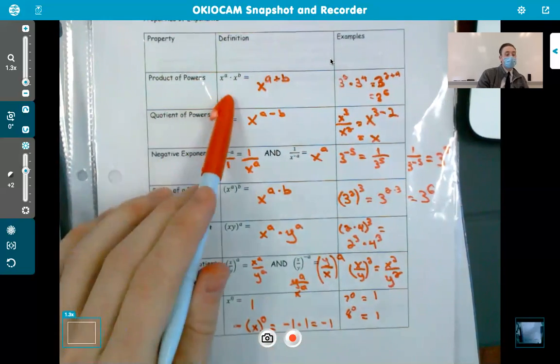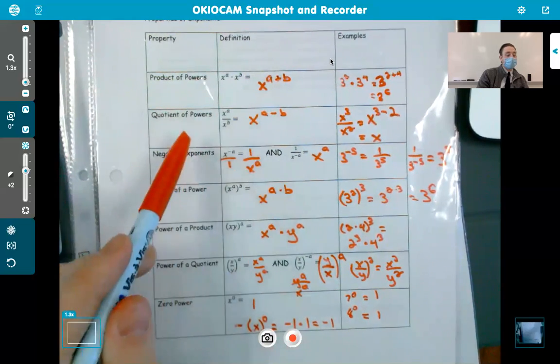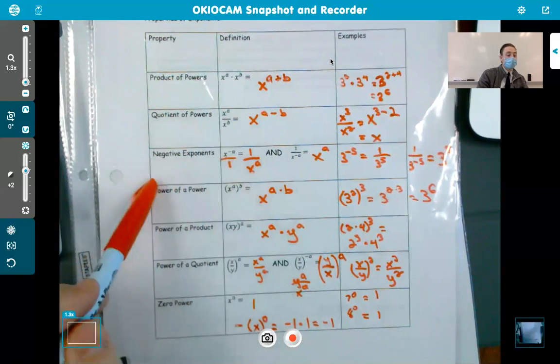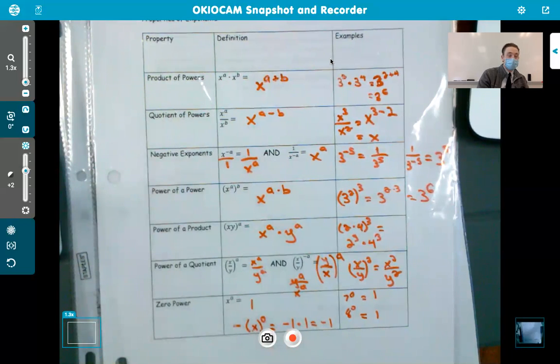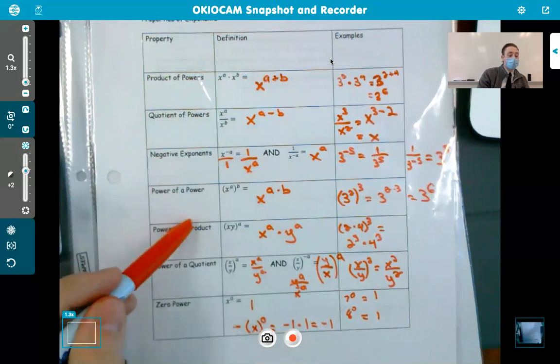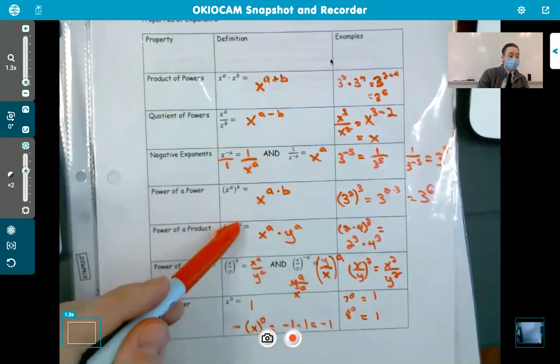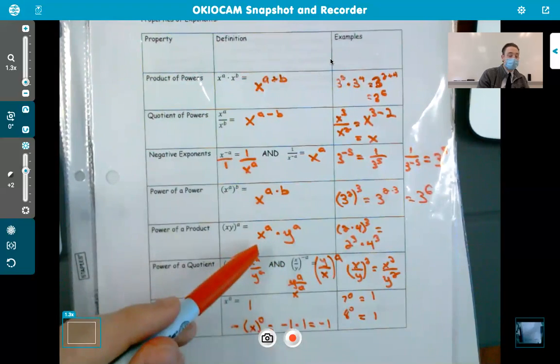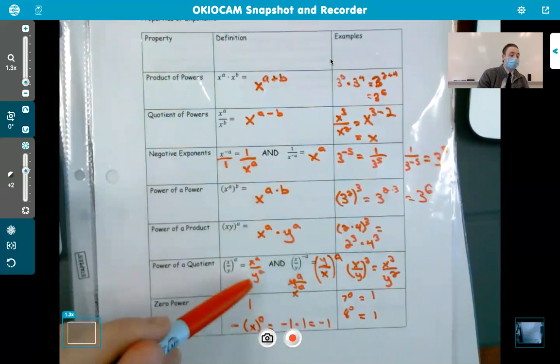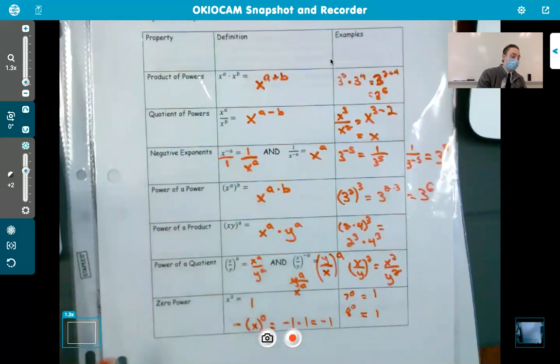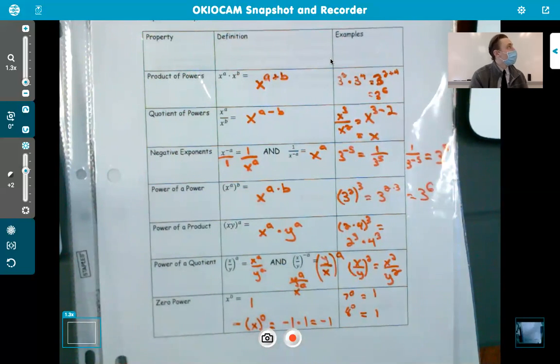So when we have a product of the same variable, we add the exponents; quotient, subtract; negative, flip the sign and flip the fraction; power raised to a power, multiply; quantity raised to a power, you can do each of those individually raised to that power, then multiply, or each individually raised to that power, then divide; and anything to the 0 power is just 1. Okay. Any questions so far?